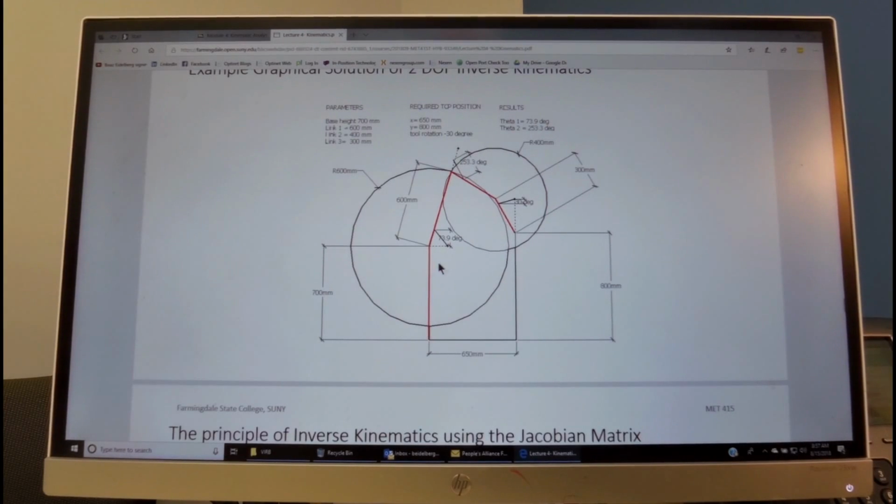If we are given, for example, a position of the tool center point, and we know this configuration, we can construct a circle where this link will be, and a circle from this center where the other link will be. The intersections are going to provide us the solution for the inverse kinematics, knowing this angle over here and knowing the position of the tip or the tool center point.